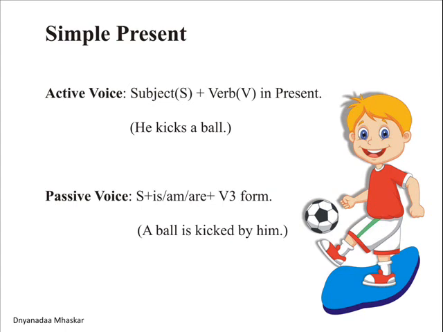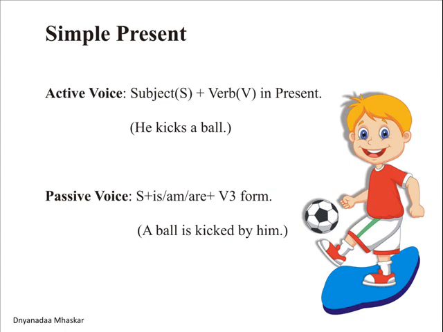So let us see active voice. Subject plus verb in present. This is the form in active voice. That is, he kicks a ball. "He" is the subject, "kicks" is the verb, "a ball" is the object. Now what happens in passive voice? See the form of passive voice. Subject plus is/am/are, the be form of the verb, plus V3 form of the verb. When we learnt the previous slide, I told you the uses and the important points. So here, a ball is kicked by him. Here "kicks" is in simple present. We have not changed the tense of the sentence.